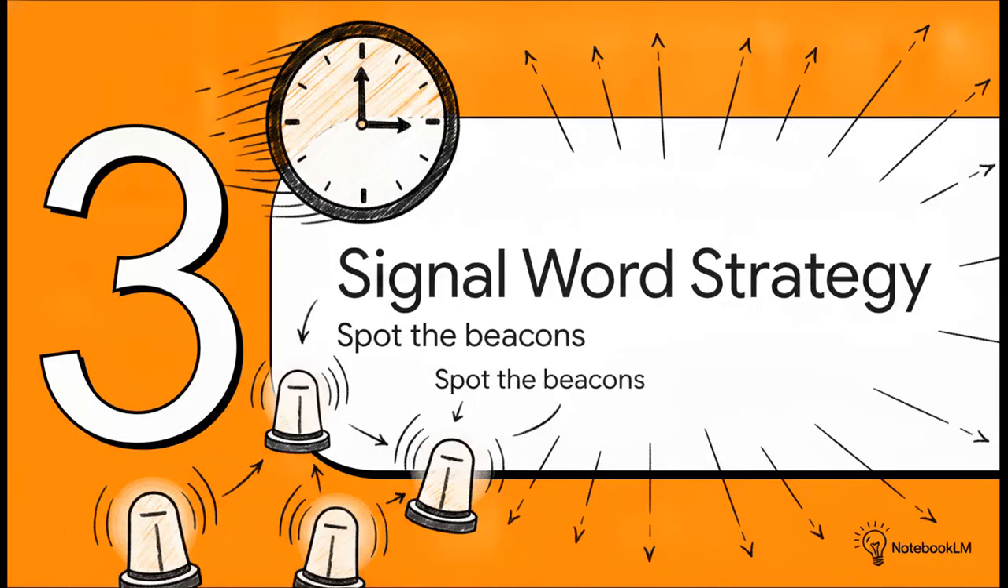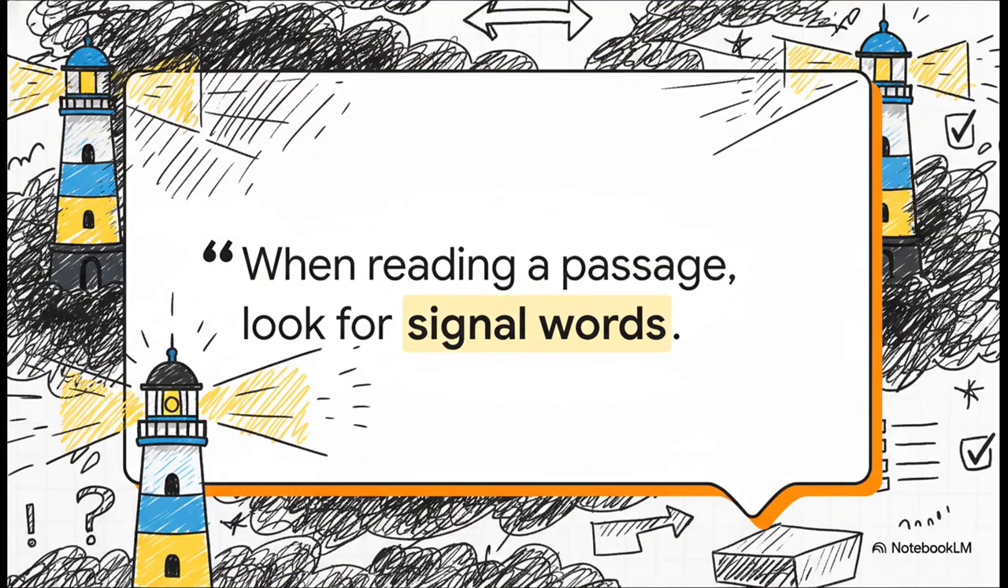All right, this brings us to Section 3, the signal word strategy. Okay, listen closely to this absolutely crucial Praxis exam tip. When reading a passage, look for signal words. Seriously, I want you to treat these words like lighthouses shining in the dark. They cut right through the dense, confusing parts, and they immediately reveal that underlying skeleton we just talked about. And because of that, they guide you directly to the correct answers. It's simple. Spot the beacon, identify the structure, find the right answer.